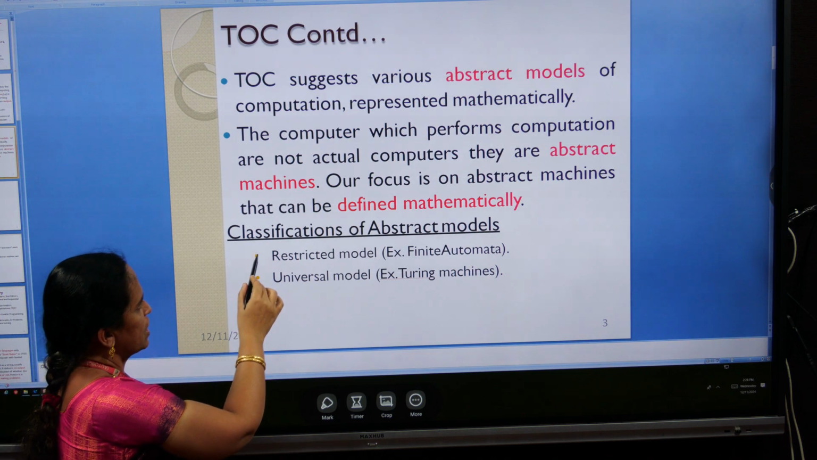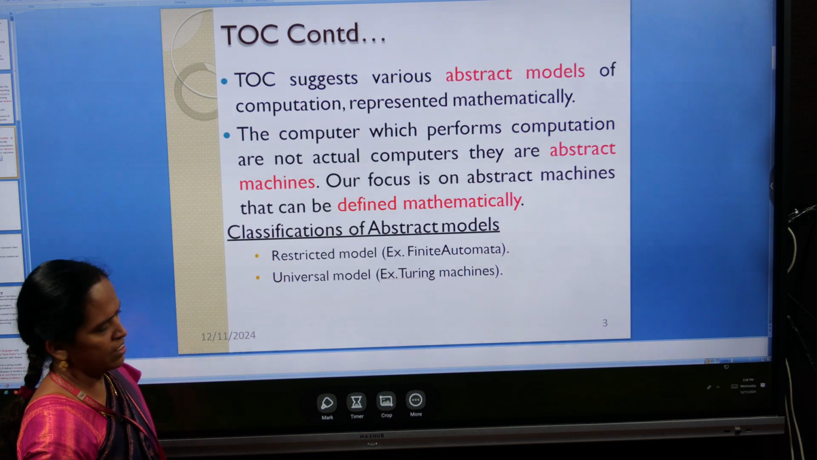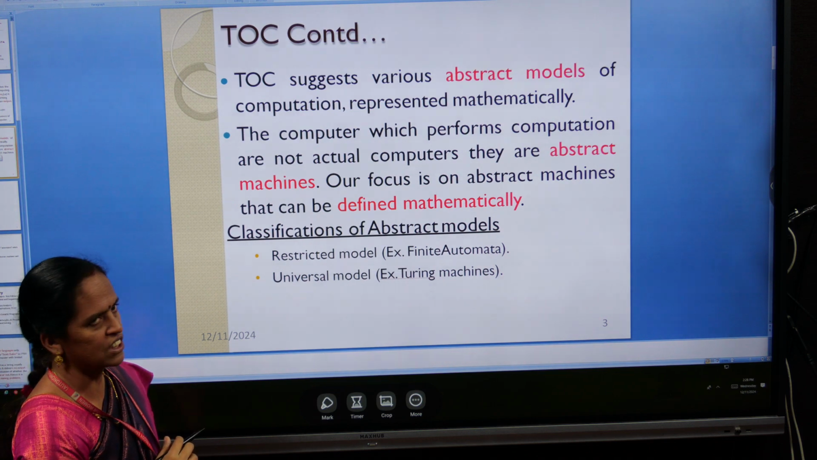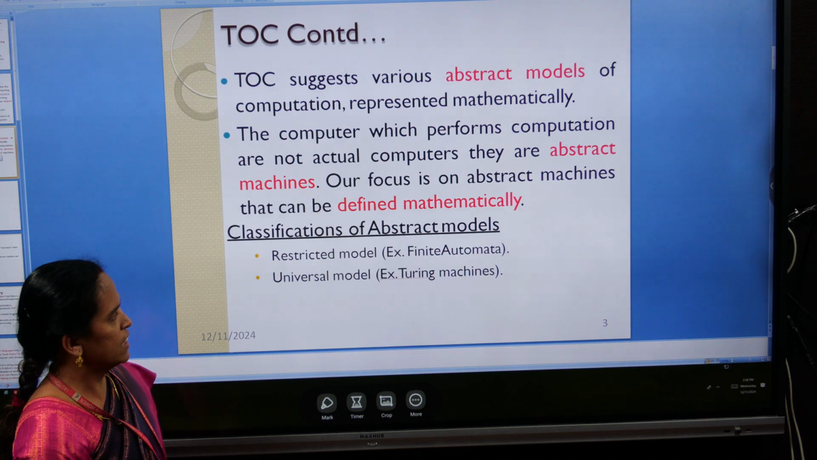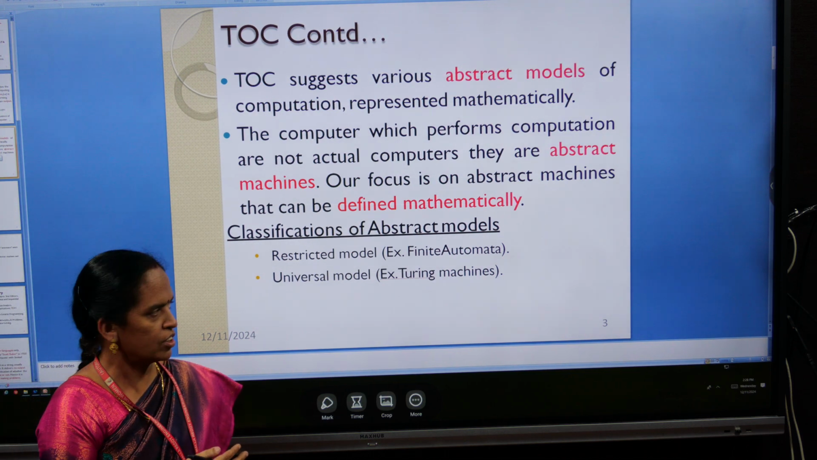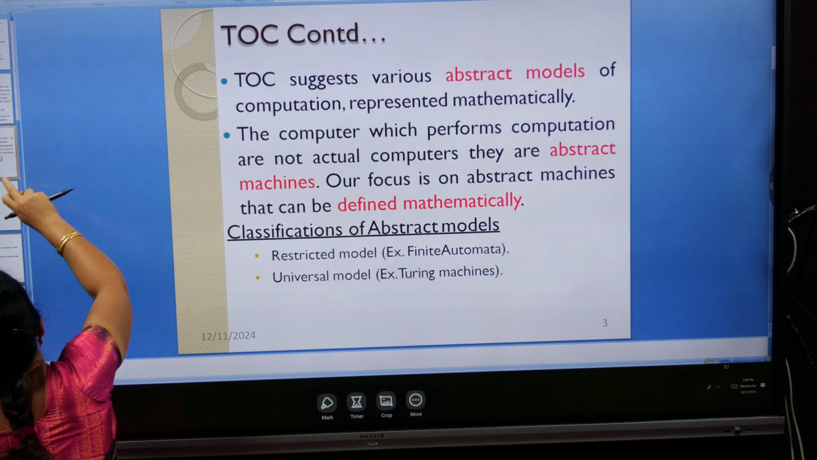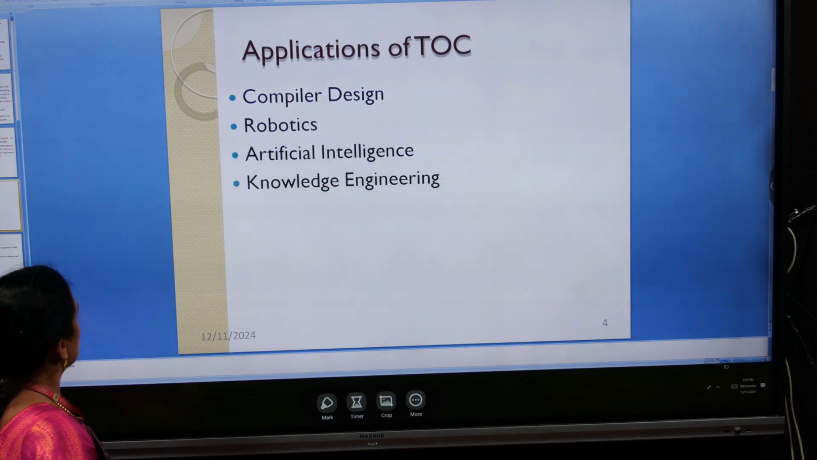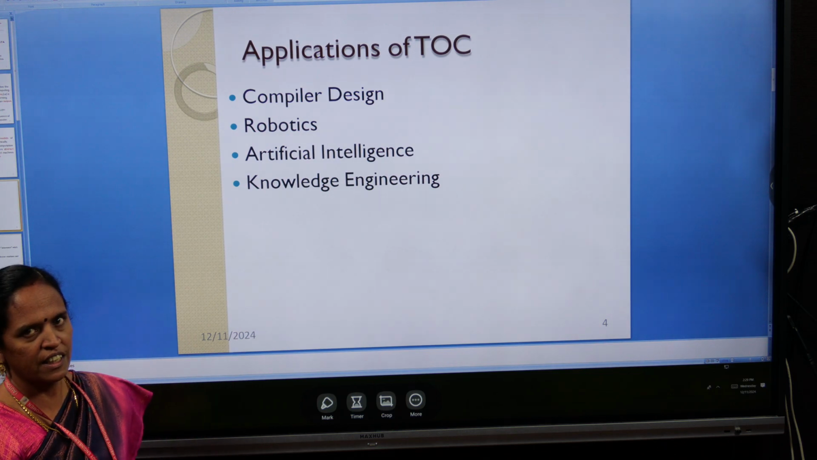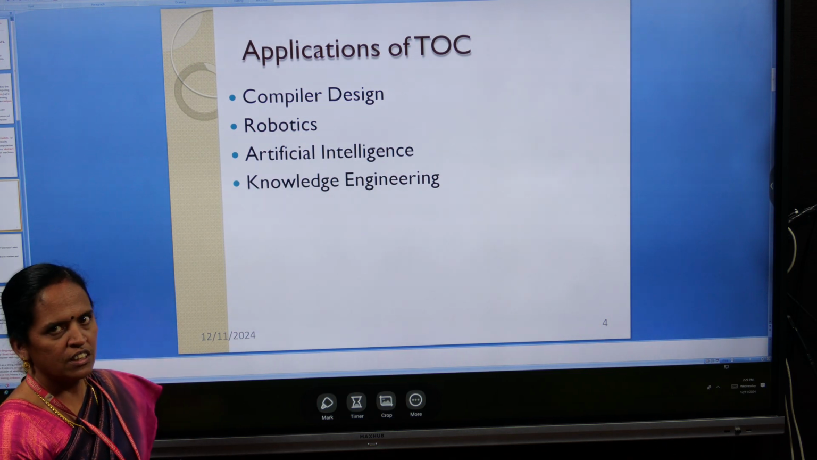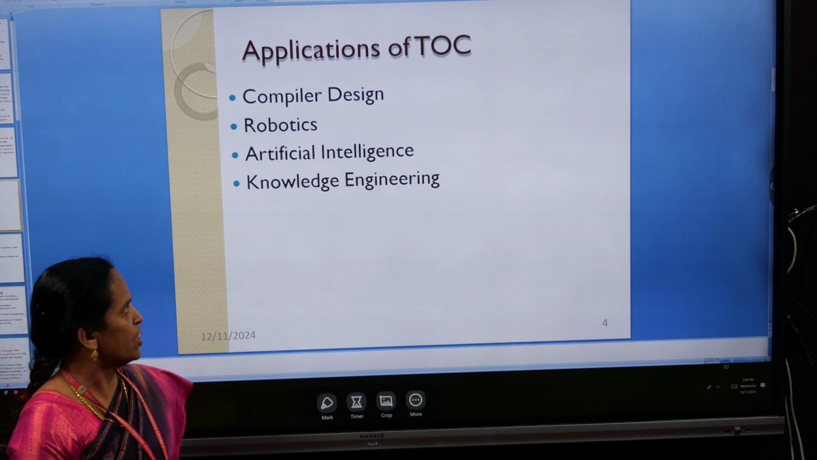The theory of computation, or automata theory, provides various abstract models, classified into two categories. First one is the restricted model, another one is the universal model. The example for the restricted model is finite automata, and the example for the universal model is Turing machines. This theory of computation is useful in the design of compilers, in the robotics field, and in the field of artificial intelligence and knowledge engineering.